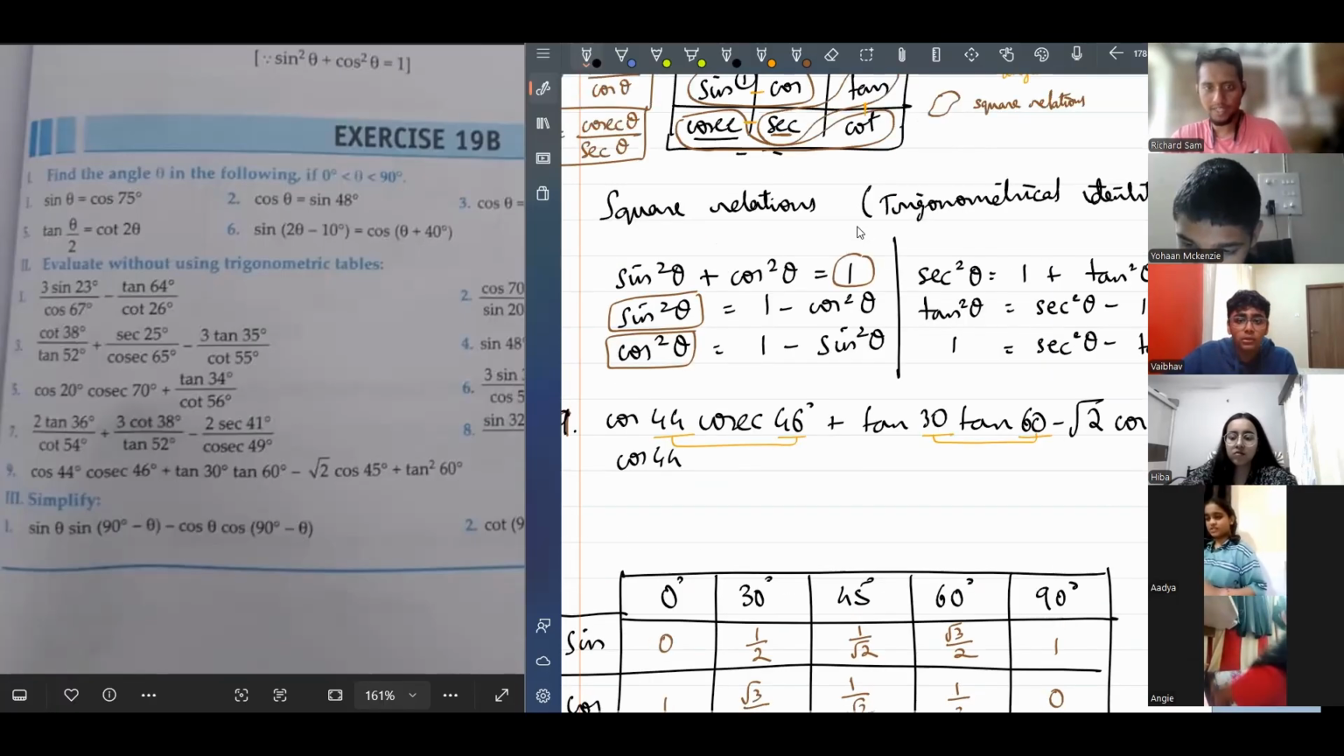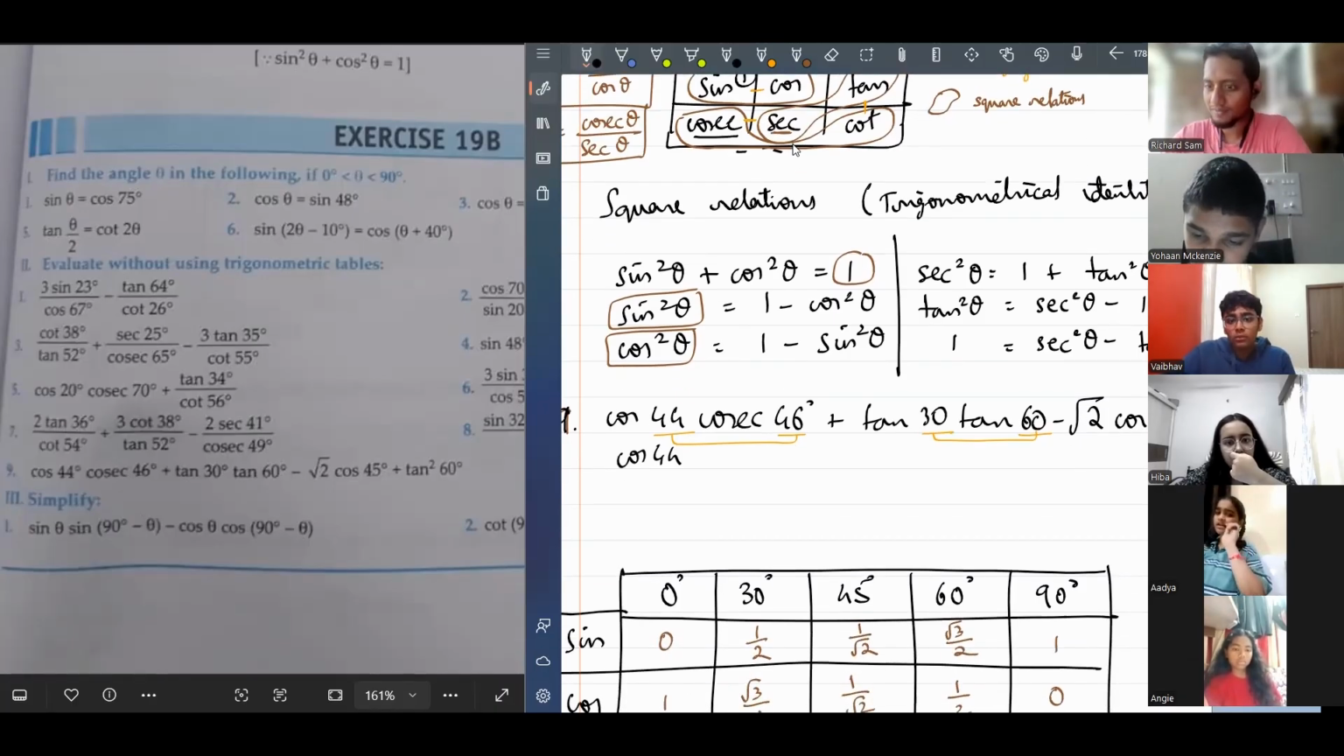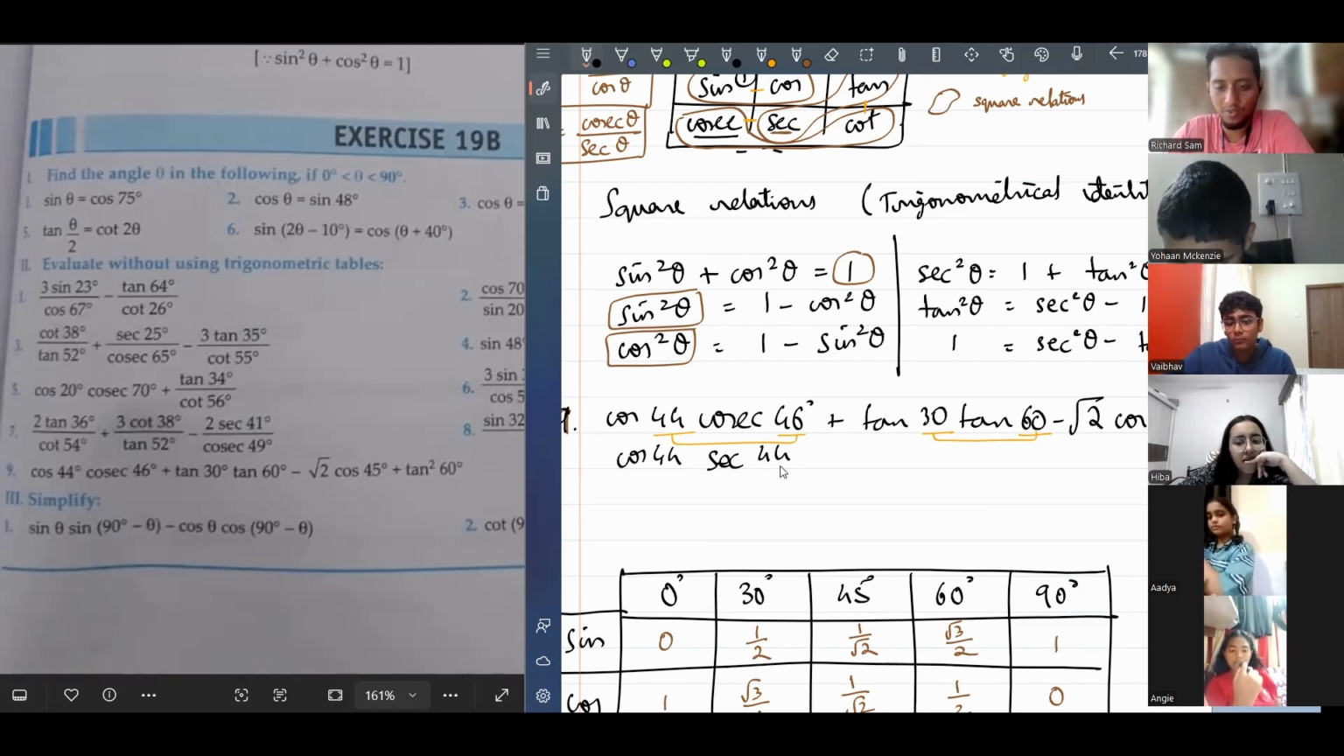Look at your tiny table here. This is very important. Cosec. See what's complementary to cosec? It's sec, right? So cosec 46 will eventually become sec 44. There's a step in the middle where you write cosec 46 as cosec 90 minus 44, and then it becomes sec 44. I'm skipping one step.